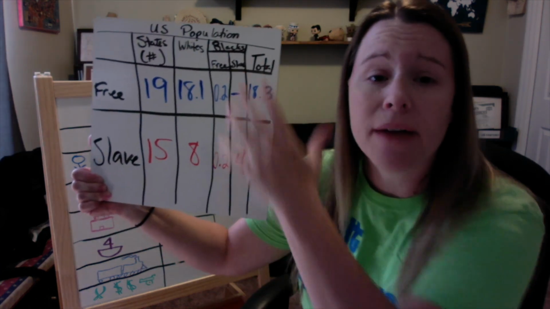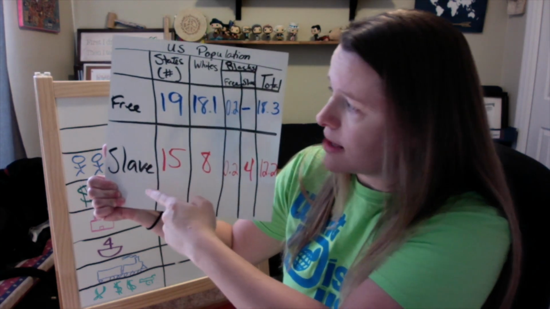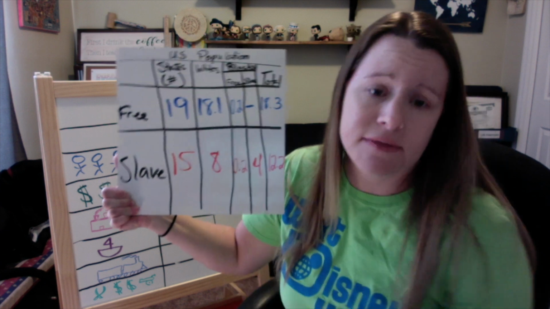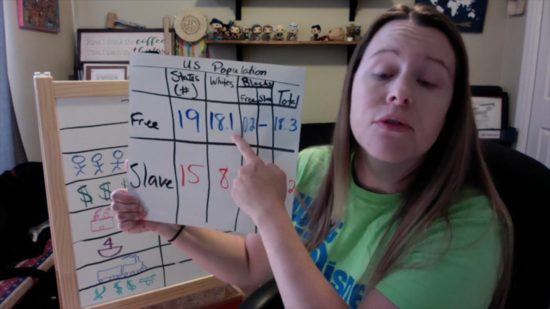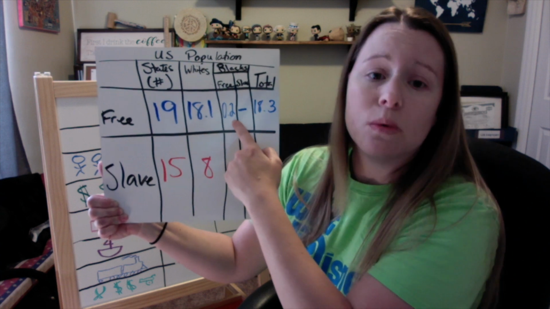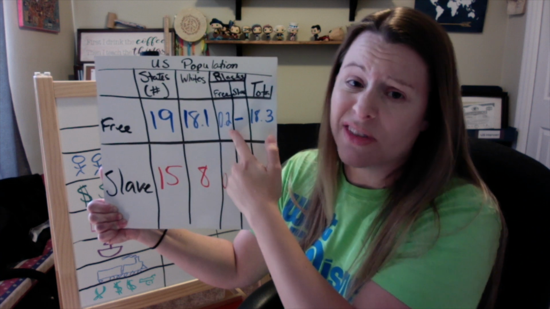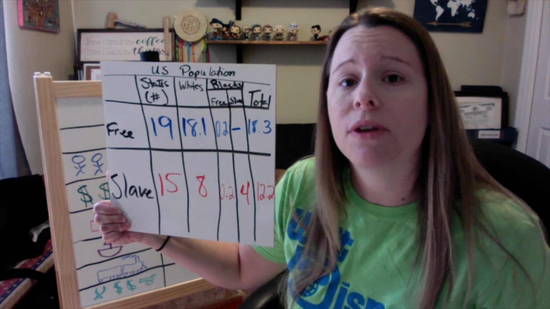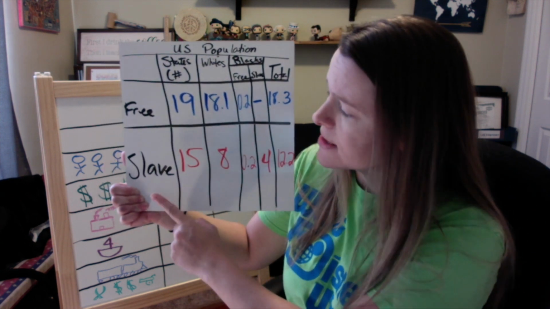If you look here, we have the United States population in millions. You've got the free states and the slave states. In 1860, there were 19 free states and 15 slave states. Of them, there are 18.1 million free white people in the free states. There's about 0.2 million free blacks living in the free states, about 200,000 people. There are no slaves, and there are 18.3 million people total living in the northern free states.